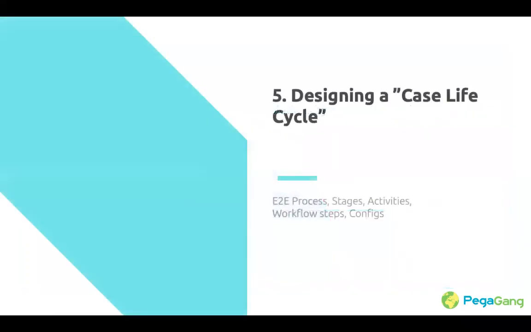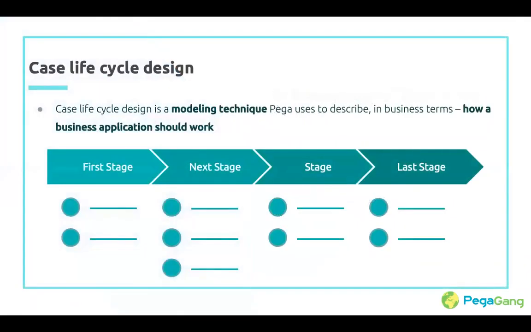Okay. So quickly, getting into case life cycle design, I'm sure this just depicts a process flow for you guys, but this is how Pega wants the entire standard requirements definition to be put up. And this is how the application should work. So first stage, second stage, and then nth stage, or maybe the last stage to close the business.